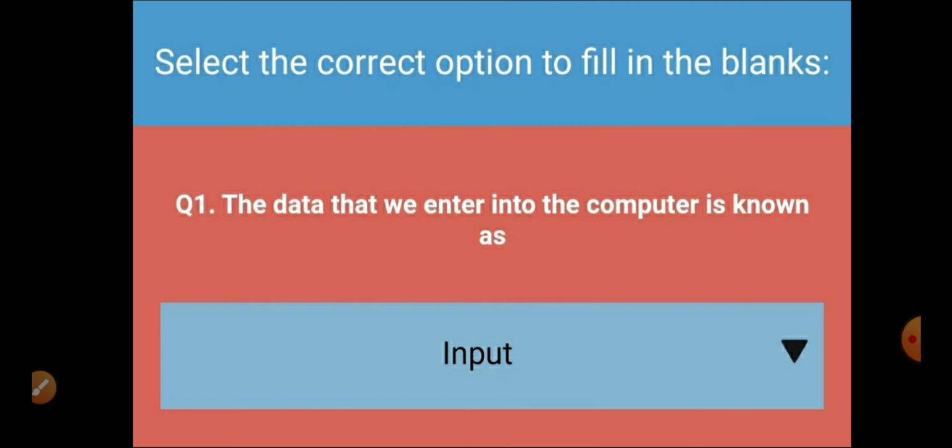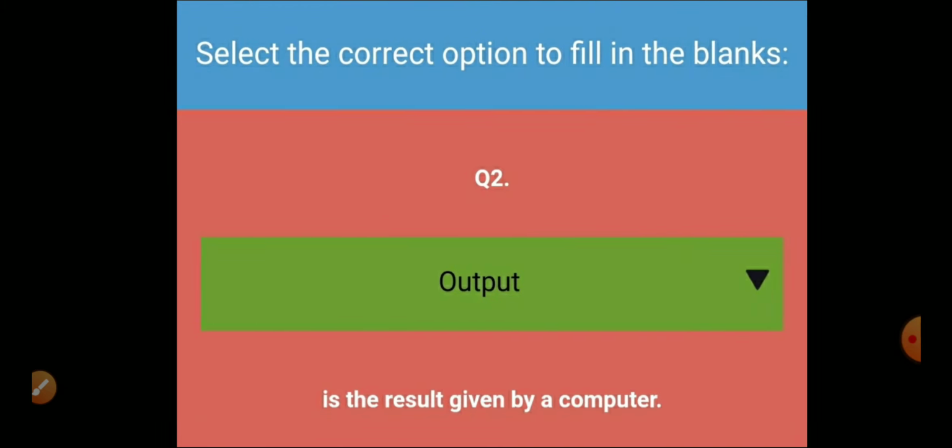First blank is the data that we enter into the computer is known as dash. So answer is input. The data we enter into the computer is known as input. Second question is dash is the result given by a computer. The result given by computer is called output. Output is the result given by a computer.